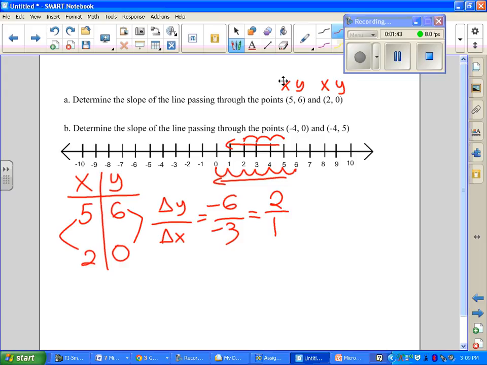So if you're asked what the slope is, remember the symbol for slope is m. So the slope is 2 over 1, which would be a rise of 2 and a run of 1. That's the first problem. The second problem, let me erase, let me leave it all up here.